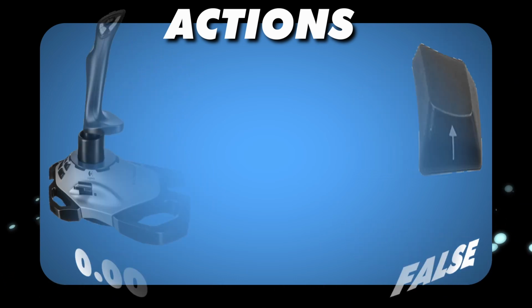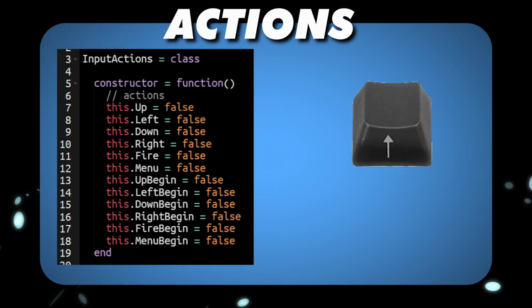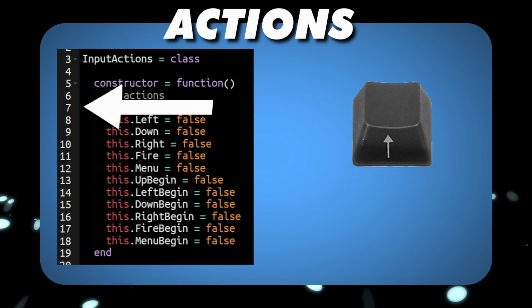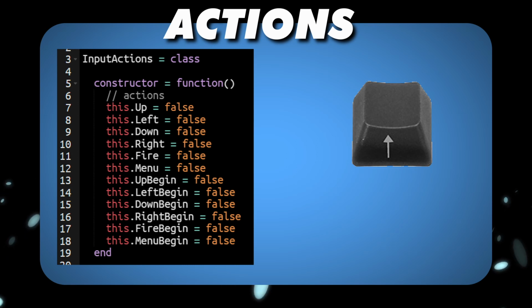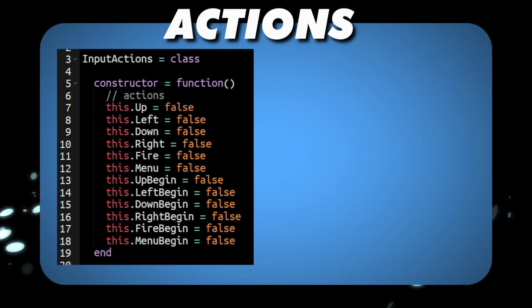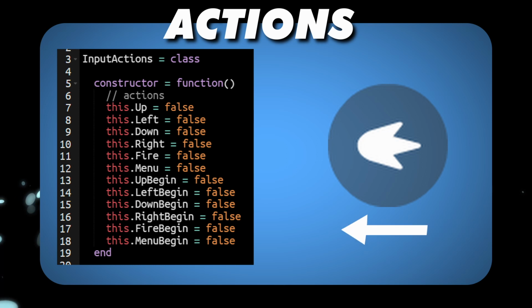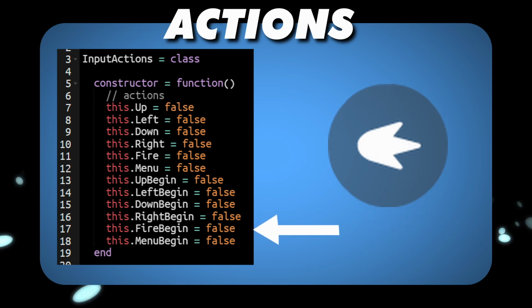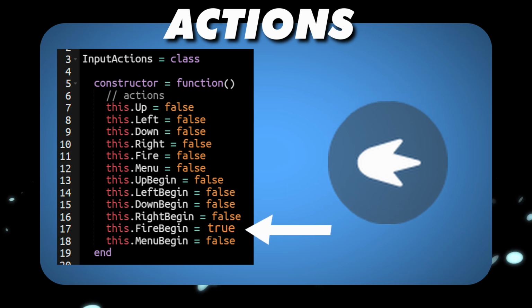During the game, those flags will change values on each frame to reflect current state of player input. Up, down, left and right will be set to true as long as player holds the corresponding key, and when the key is released, they will be set back to false. Fire begin is a bit different, as it will be set to true just for single frame, and then set back to false until the player releases the key and press it again.